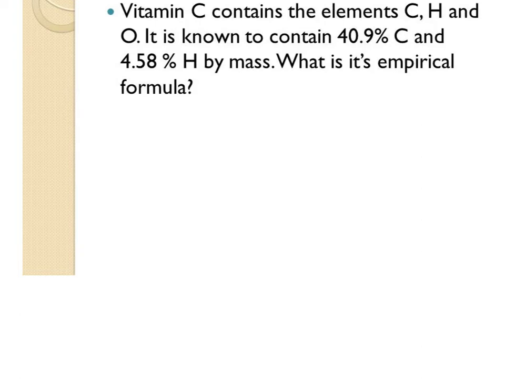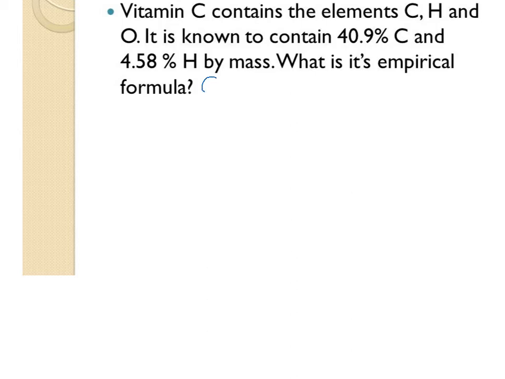Okay, so our next example: vitamin C contains the elements carbon, hydrogen, and oxygen. It's known to contain 40.9% carbon and 4.58% hydrogen by mass. And then it's asking us, what is the empirical formula? So the first thing we should do is make sure that all of our percents are changed to grams.